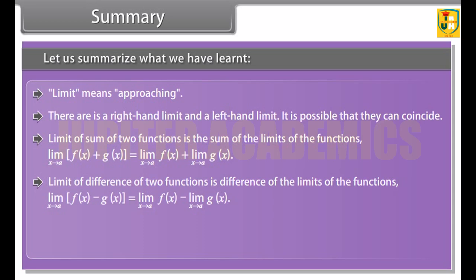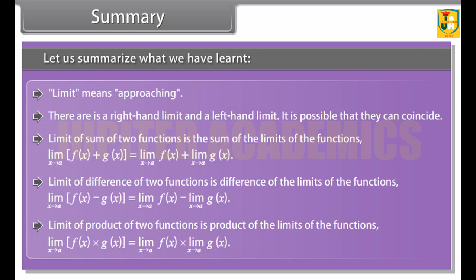Limit of difference of two functions is difference of the limits of the functions. Limit x tends to a of f of x minus g of x is equal to limit x tends to a of f of x minus limit x tends to a of g of x. Limit of product of two functions is product of the limits of the functions. Limit x tends to a of f of x into g of x is equal to limit x tends to a of f of x multiplied by limit x tends to a of g of x.